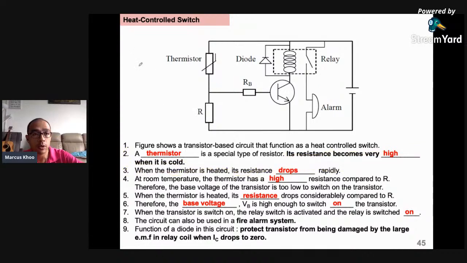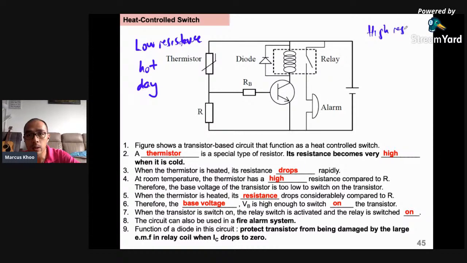Okay, so low resistance. Low resistance is when it is hot and when it is daytime. High resistance is when it is cold and when it is nighttime. So the thermistor we put up here, because we want it to be low resistance when it is hot.